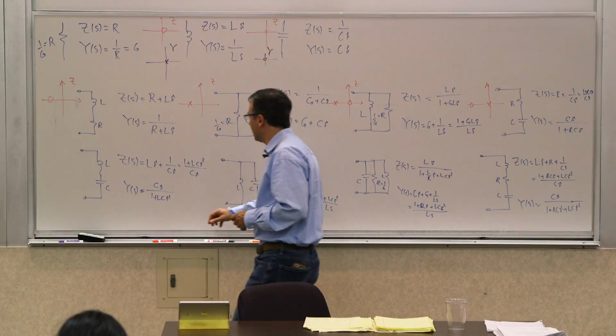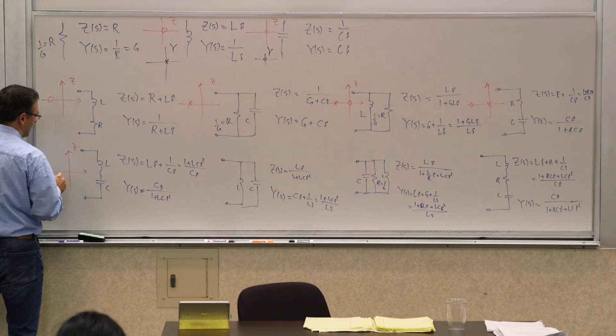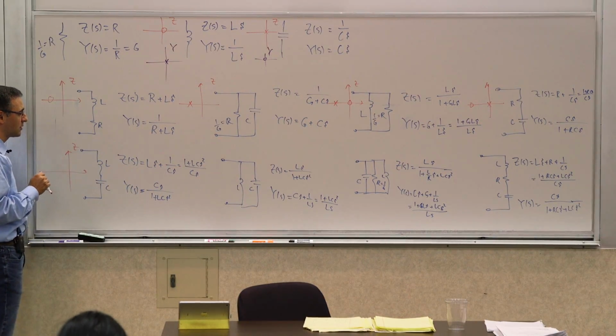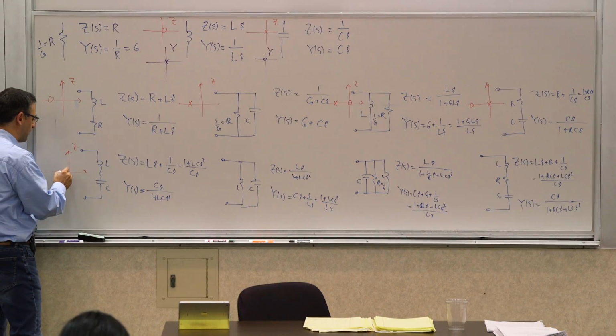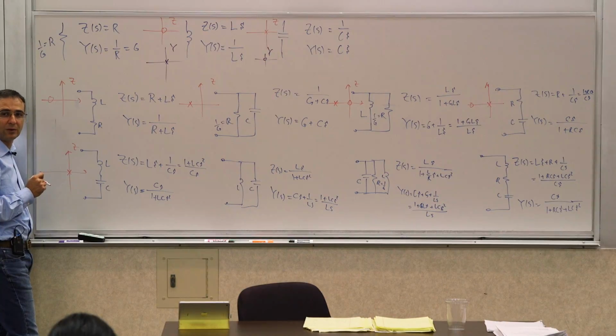And in terms of poles and zeros, let's quickly do that. For the Z, what do we have? What are the poles and zeros? I have a pole at the origin for the Z, for the impedance. And what else do I have?